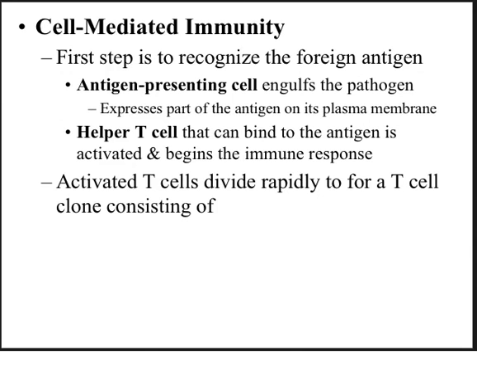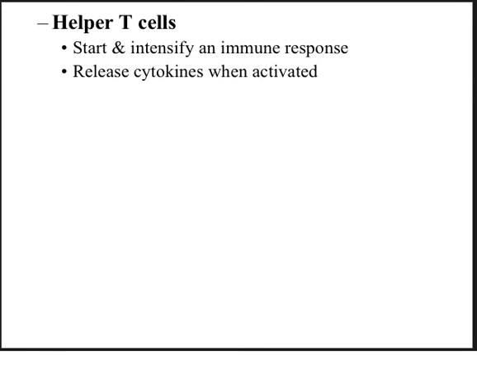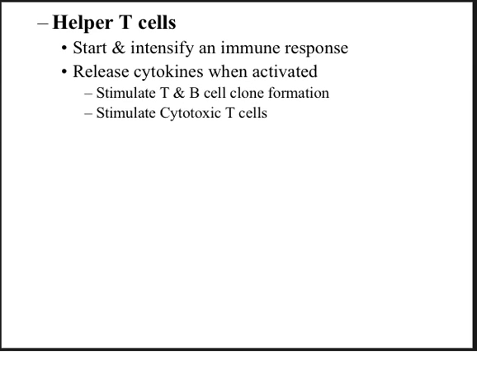The activated T cells divide rapidly for a T cell clone that's made up of helper Ts that recognize this particular antigen, cytotoxic and memory Ts, suppressor Ts, and also, we should note, B cells. Okay, so all of those different classes of lymphocyte are stimulated to multiply once we encounter the antigen presenting cell. Helper T cells start and intensify the immune response through the production of interleukins. They release these molecules when they're activated. That stimulates T and B cell clone formation.